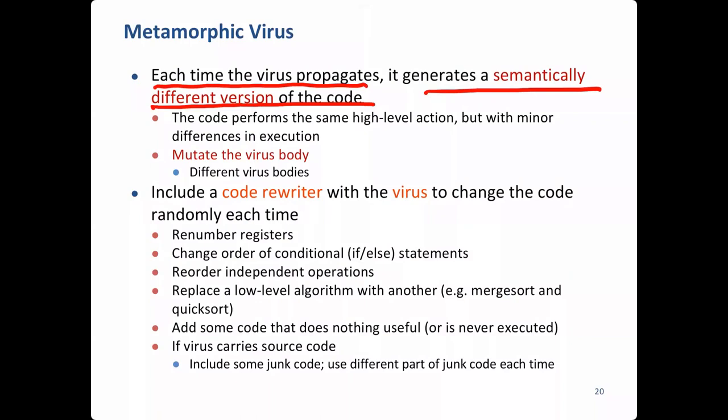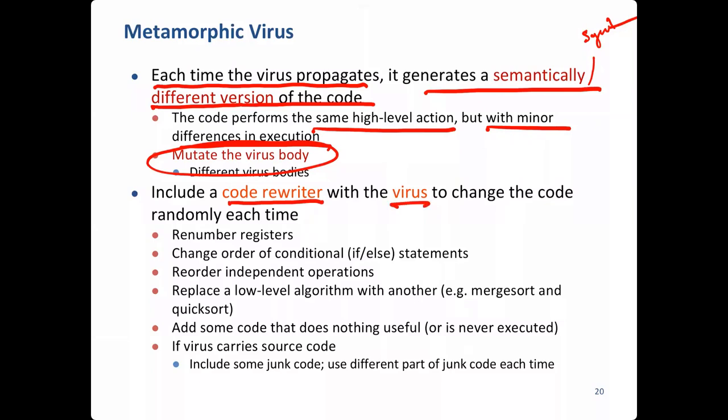Basically, the code is almost similar, but with minor changes, the code also changes, right? So it will perform the same high level function, but with minor differences in execution. Semantically and syntactically it should differ. All right. So it mutates the virus body. It changes the code of the virus. So how can a virus change its own code? It's like mutation of a virus, right? Like we say the COVID virus has mutated to a different form. Similarly, this code is mutating itself to a different form. It is possible that you also include a code rewriter in the virus program, right? That will change the code randomly each time.